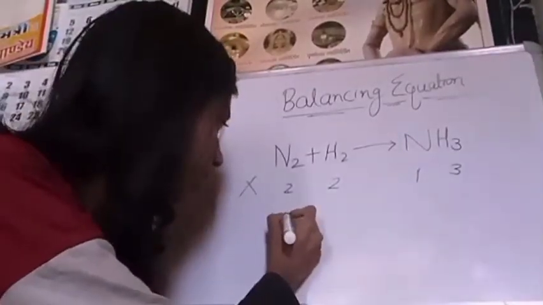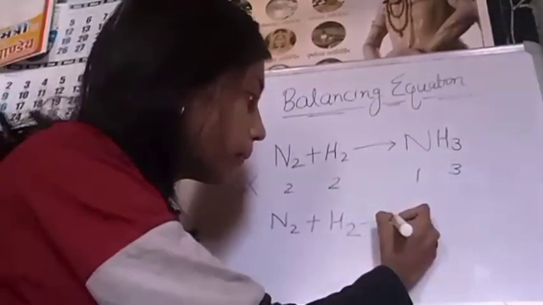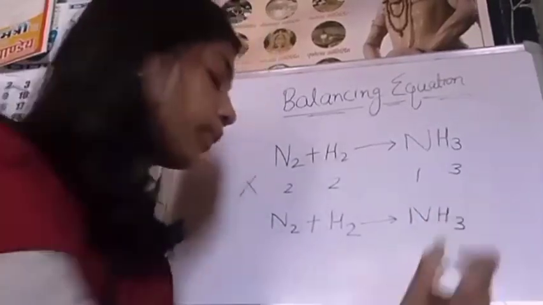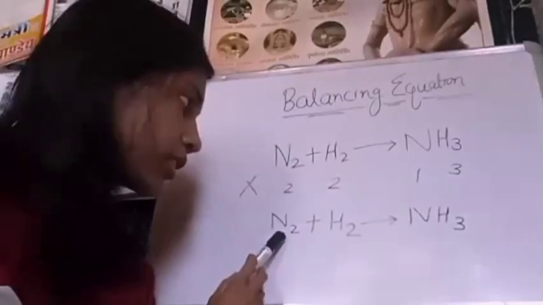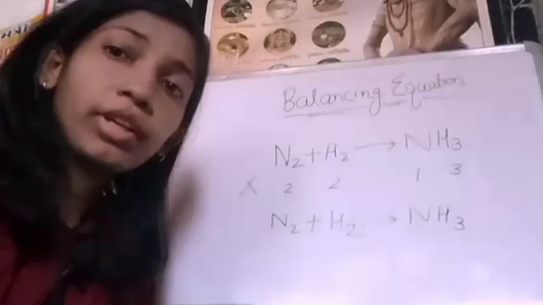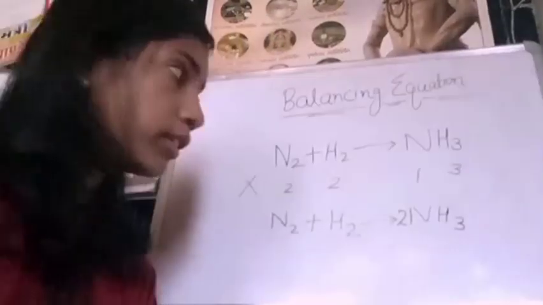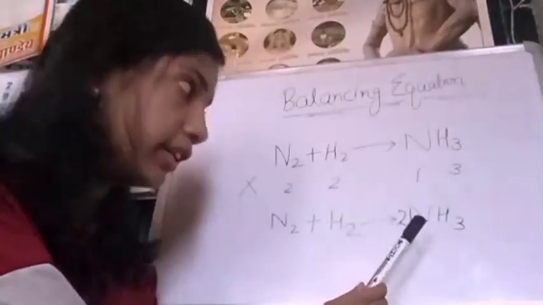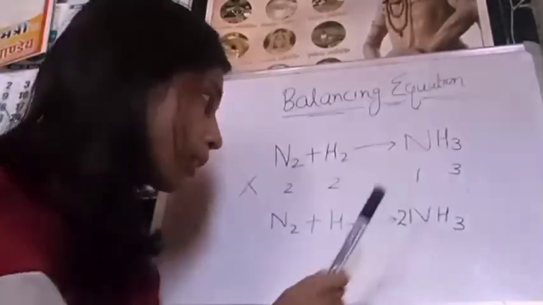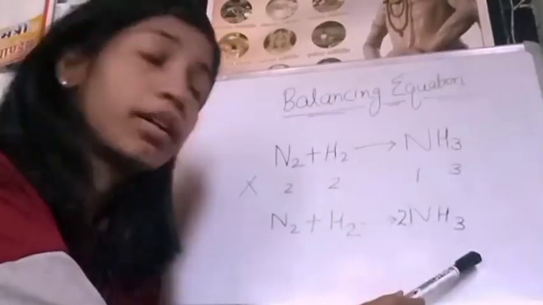So, nitrogen plus hydrogen is equal to ammonia. See, here is nitrogen 2 items and here is nitrogen 1 item. So how can we balance? Here we add 2. When we add 2 to nitrogen, then here is nitrogen 2 and here is also nitrogen 2. Here is hydrogen 2 and here is hydrogen 3 into 2, means 6.